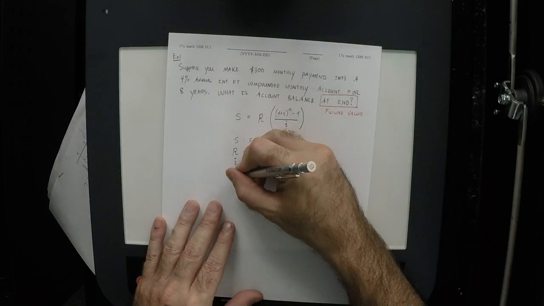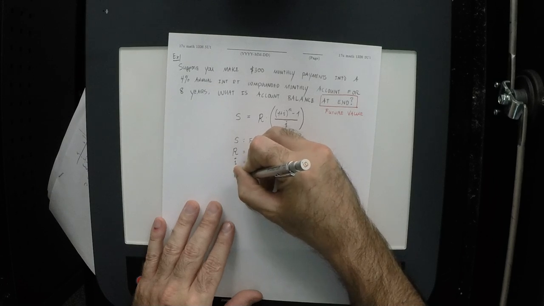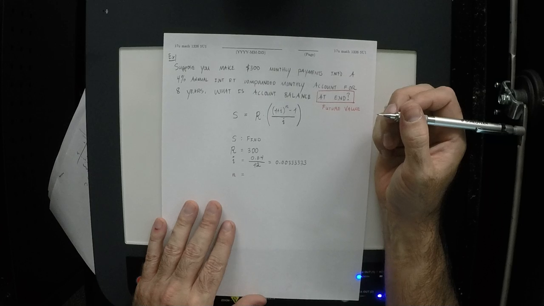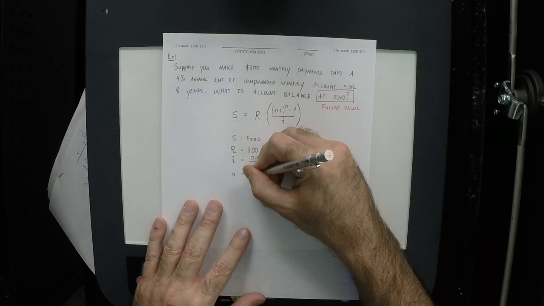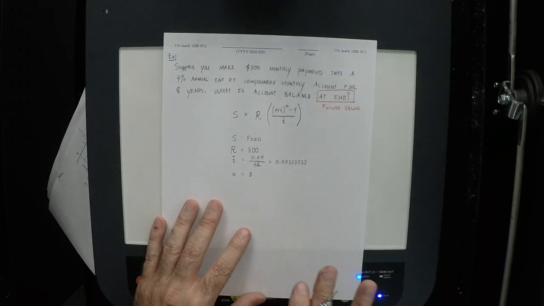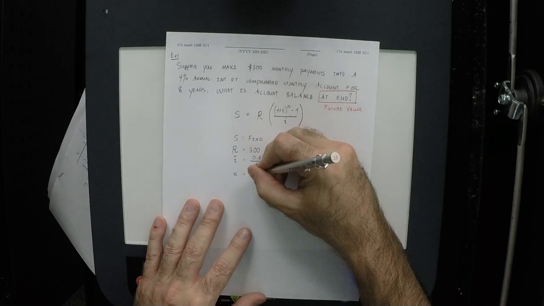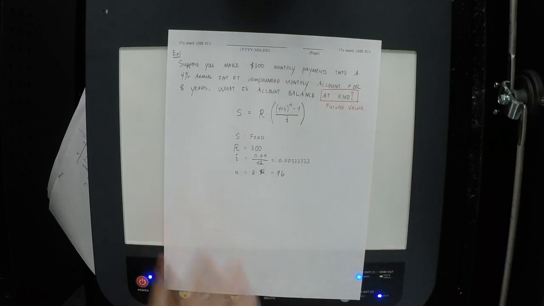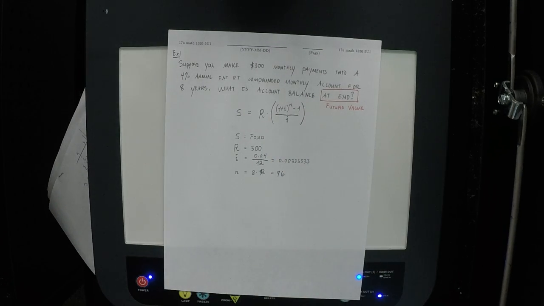Okay, then what's N? 96. So how'd you get 96? Very good. Because this thing is going to go on for 8 years, and then there are 12 months per year. So that's 96. So we're talking about 96 sequential payments of $300.